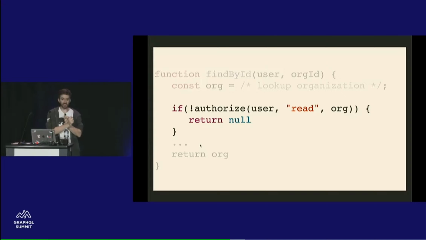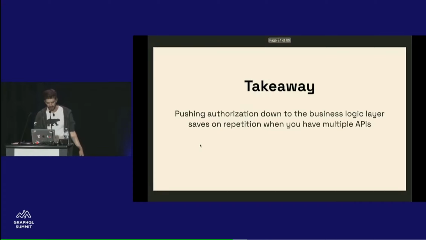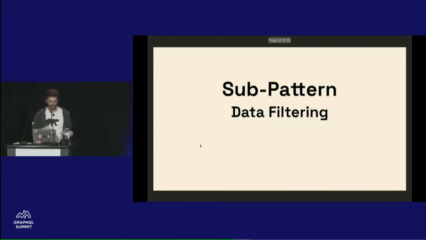Even more importantly, if you go to GraphQL Federation with subgraphs, then this API might be calling out to some other central service. So this authorize method is a good thing to do, and you do that in the business logic. So the takeaway, first pattern: push authorization down to the business logic layer. I have a little bit of an elaboration I want to do on that one pattern.